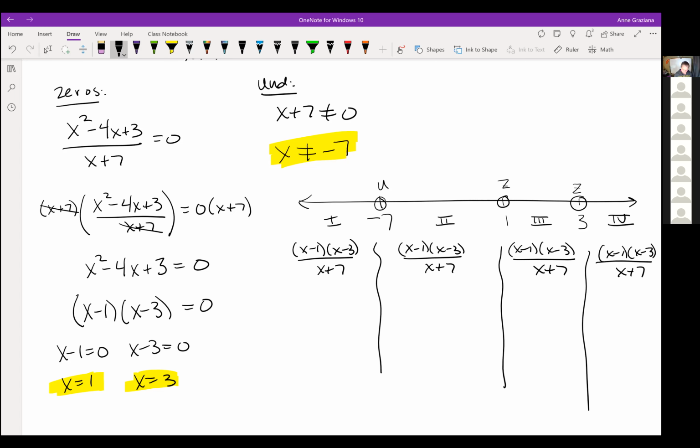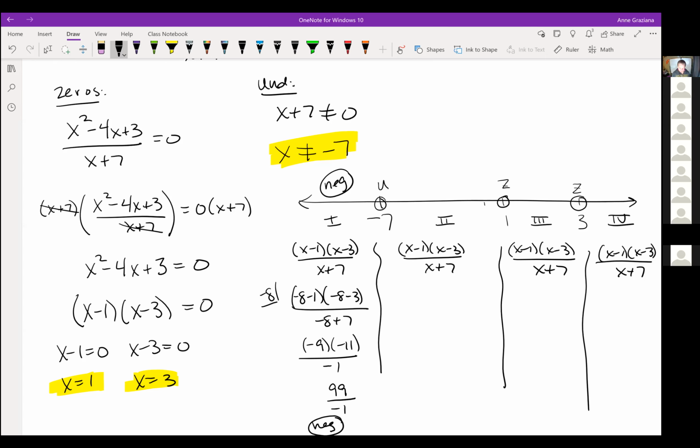So for the first one, let's pick -8. So -8 minus 1 times -8 minus 3 all over -8 plus 7. That gives you -9 times -11 all over -1. So you're going to have positive 99 over -1. So that's going to come out negative. All right, sweet. What about the next region? What number did you pick there? Anybody want to share? I just did 0. Yes, 0.